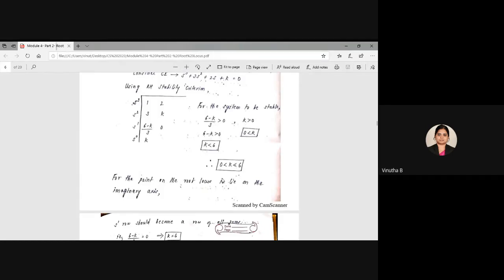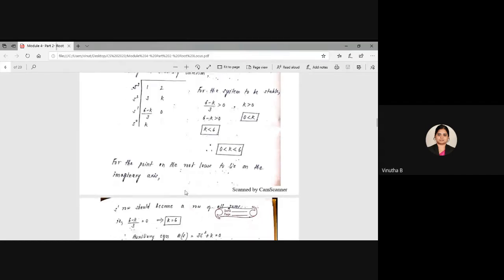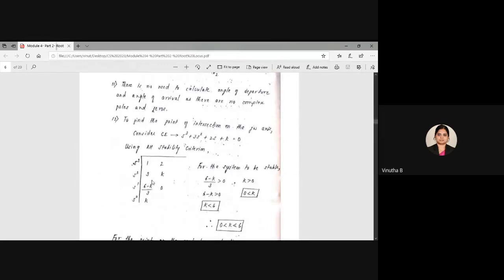Now, for the point on the root locus to lie on the imaginary axis, what do we have to do? You have to consider the s to the power 1 row, which should become a row of all zeros, isn't it? I have already explained that. This is the row which has the k term right above it. So you have to make this row 0, and once you make this row 0, you have to consider the equation above that all-zero row. That will be 3s squared plus k, the auxiliary equation, isn't it?